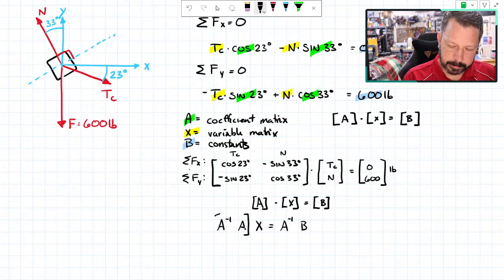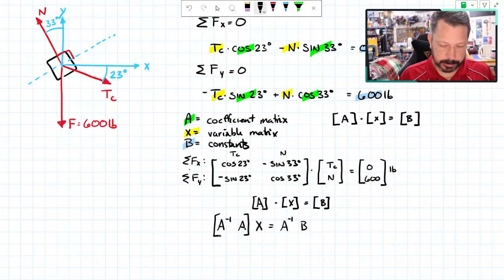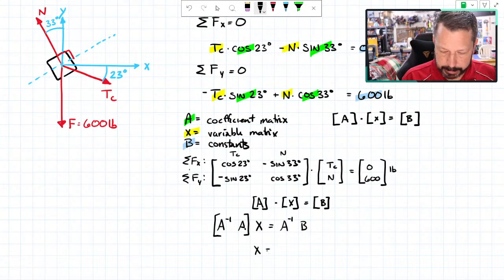This A inverse times A is the identity matrix. Again, if you don't know what the identity matrix is, that's fine. It just means that it returns itself. So that just means the left-hand side just becomes X. It's sort of like it becomes 1, so X times 1 is just X. And the right-hand side becomes A inverse B.